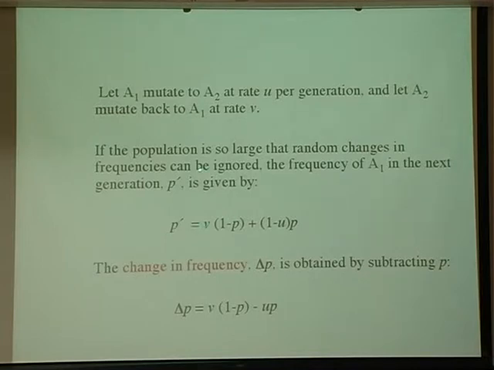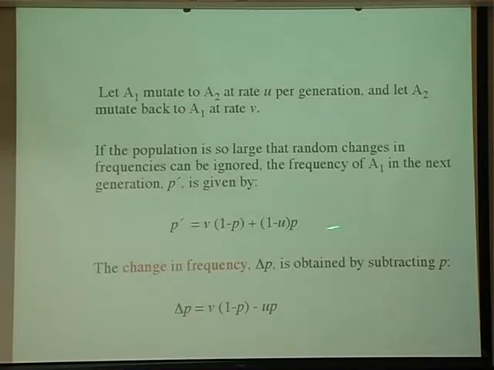Then you can get the new frequency, which I'm going to call P prime. So the frequency of A2 is 1 minus P. There's a probability v that it changes to A1. So the new frequency of A1 is the mutation rate from A2 to A1 multiplied by the frequency of A2 in the population. And then there's the probability it doesn't change to A2, multiplied by its own frequency. You can sit down afterwards and scratch your heads and check that this is correct.